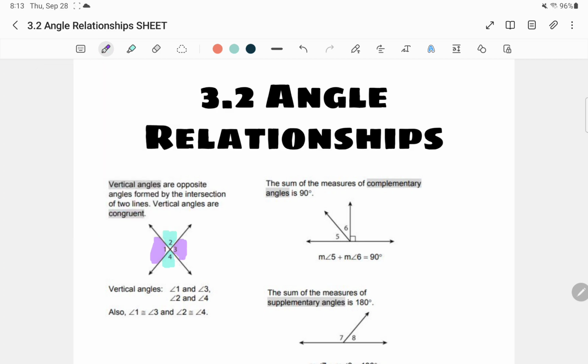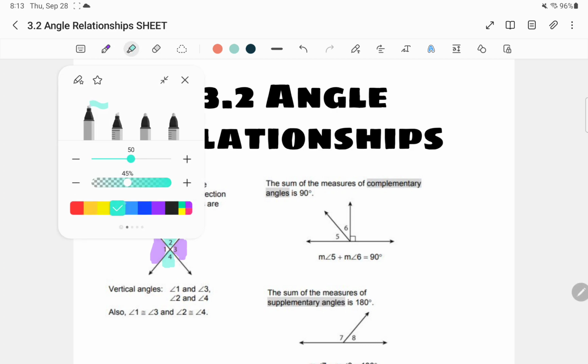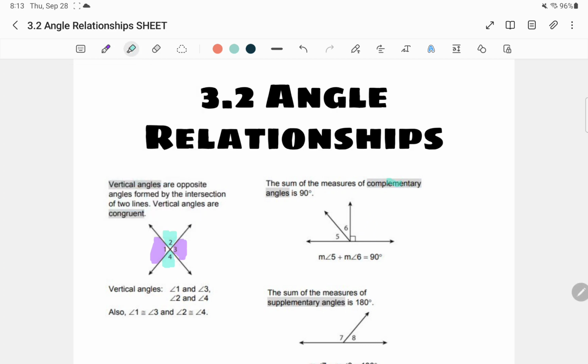Another kind of angle pair would be complementary angles. So those are two angles that form a right angle and they add to 90 degrees. So any pair of complementary angles, here let's highlight that relationship as well. See how complementary angles add to 90 degrees.